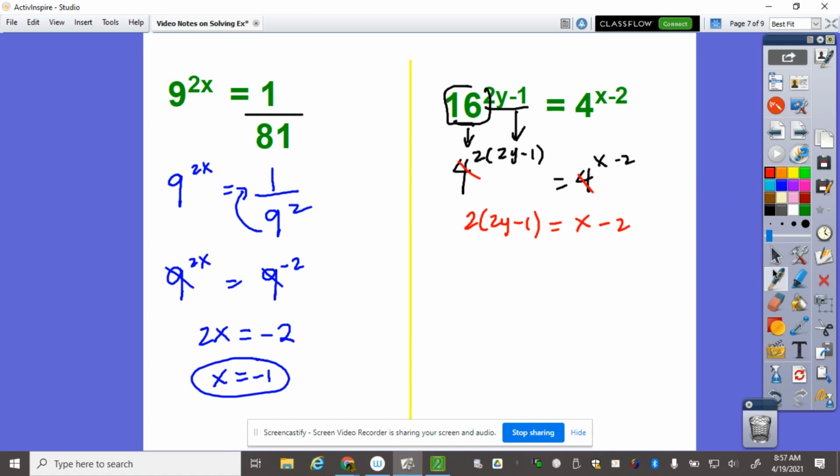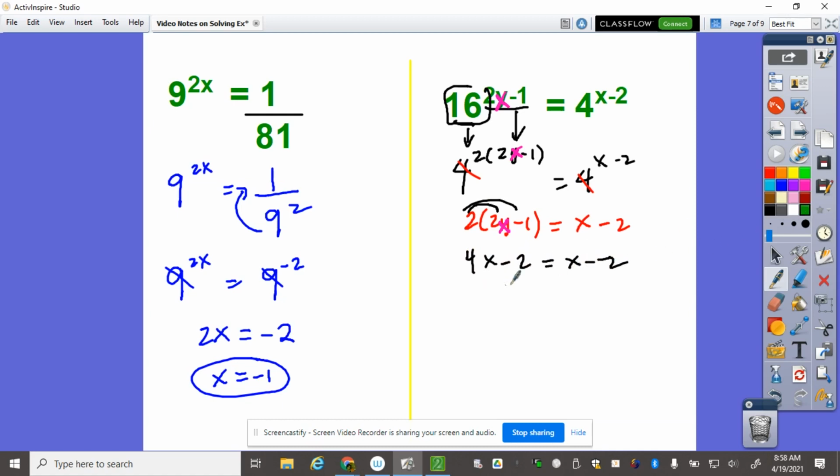On this case here, I think I messed up. This should have been x here. This should have been x. That should be x. They need to have the same variable. Okay, my bad. Now we can distribute the 2 there. That will give us 2 times 2x is 4x, 2 times negative 1 is negative 2, equals x minus 2.